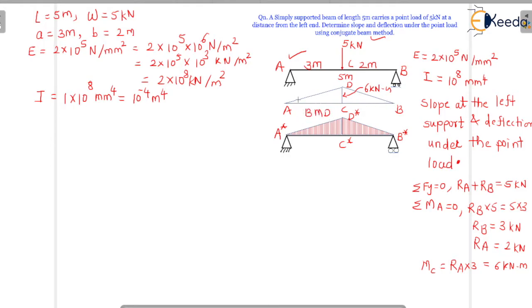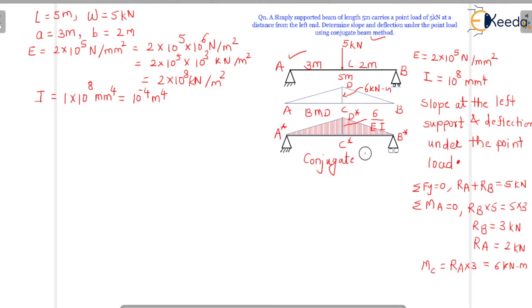Now this bending moment diagram becomes our loading for our new imaginary conjugate beam. So this is our conjugate beam, where we consider the same bending moment diagram as a loading diagram, and we divide it by EI. We consider it as M by EI. So M is 6, what we have calculated, divided by EI. Okay, so this becomes our conjugate beam.